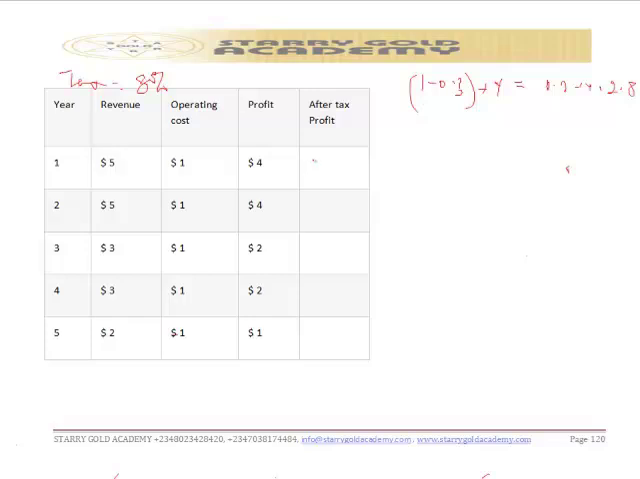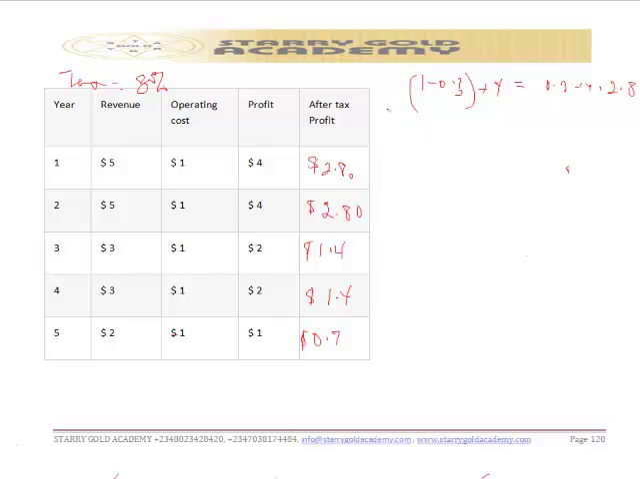So we have $2.8 here. The second year will also be $2.8. The third year will be $1.4. The fourth year will be $1.4, and the last one, which is $1, will be $0.7. So this is what we now use to determine whether a project is worthwhile or not.